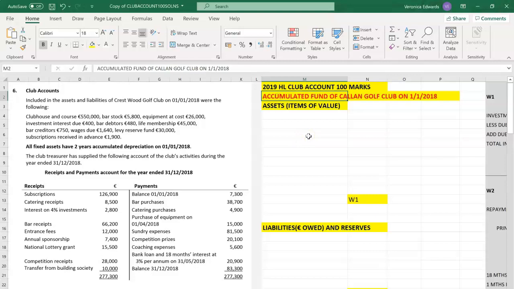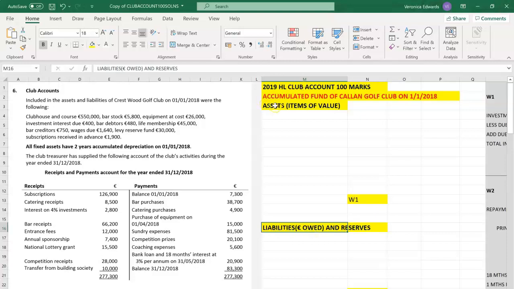So how do we arrive at the accumulated fund of the club on the 1st of January? What we need to do here is we add up all the assets of the club. Now, assets are items of value that belong to the club. So all of the items of value that belong to the club on the 1st of January, and we add up all of the liabilities of the club on the 1st of January. Liabilities, money owed, in other words.